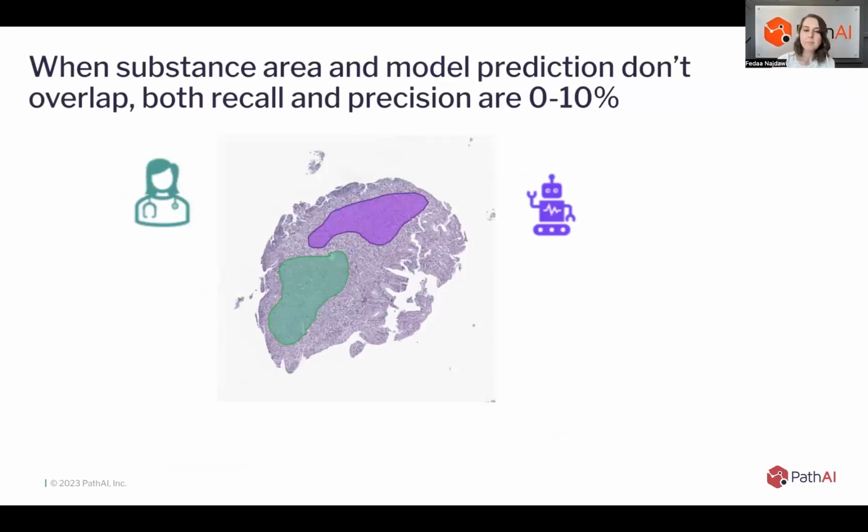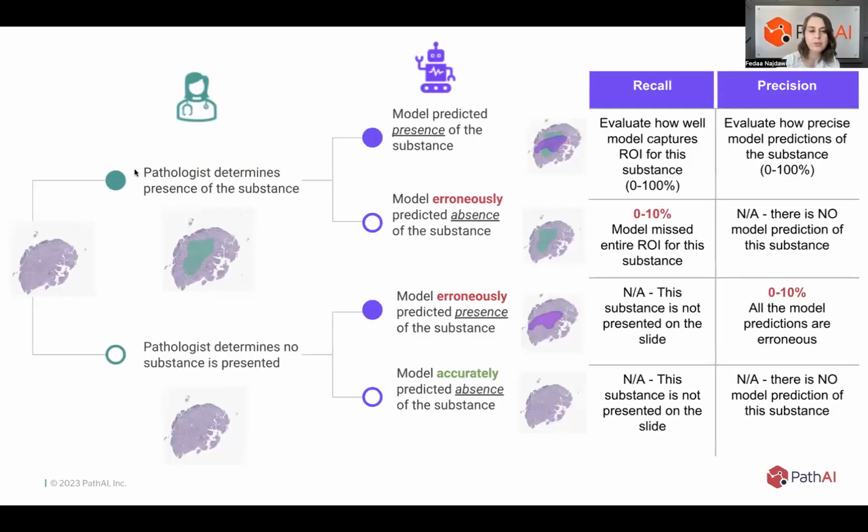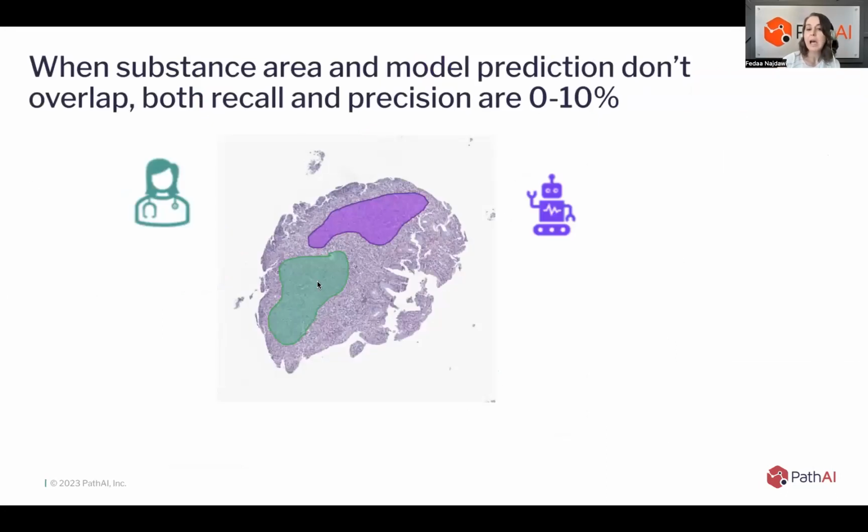Now, as I mentioned, for the first option, if the pathologists think that there is a certain substance or tissue region, and the model predicted the presence of that substance, then that overlap will help determine recall and precision. If there is a predicted substance and the model predicted the presence of that specific substance, but the prediction and the actual region do not overlap, then both recall and precision for that would be the lowest, and that would be a 0 to 10%.